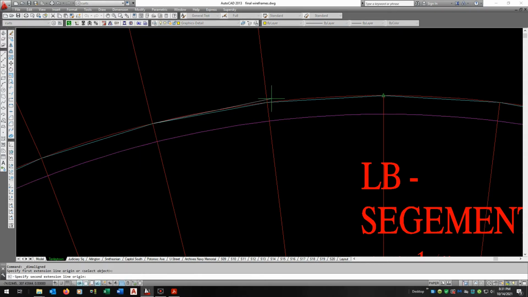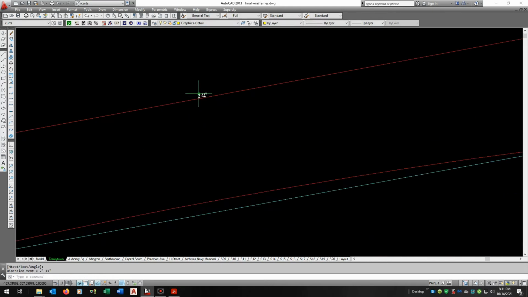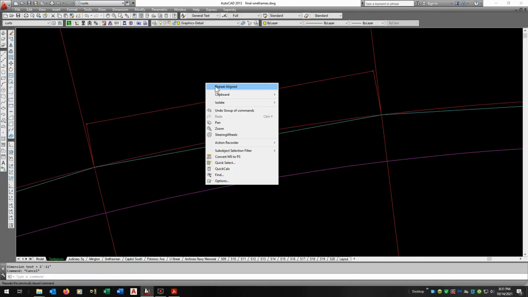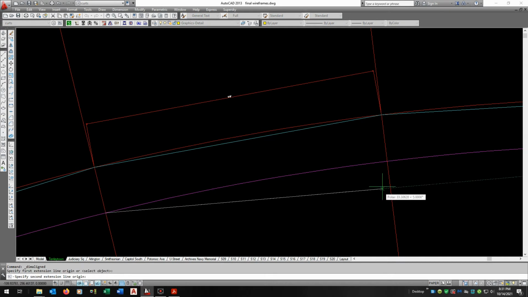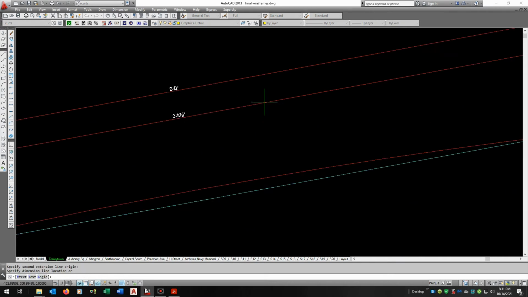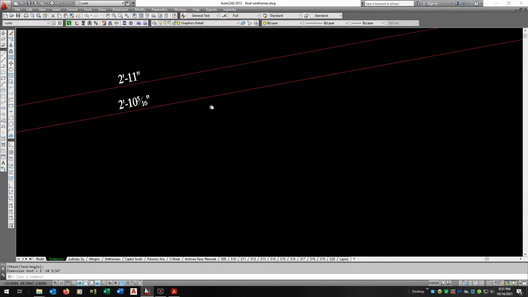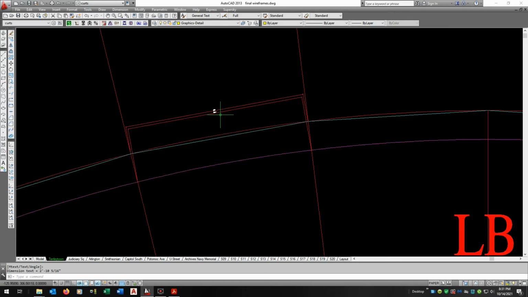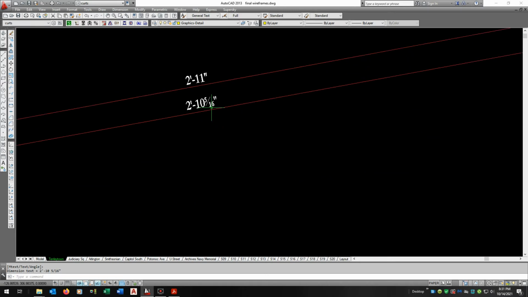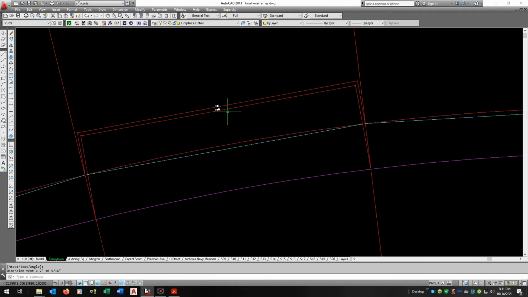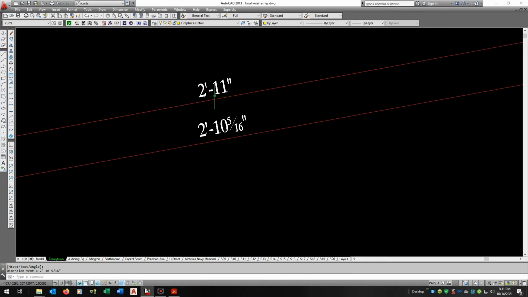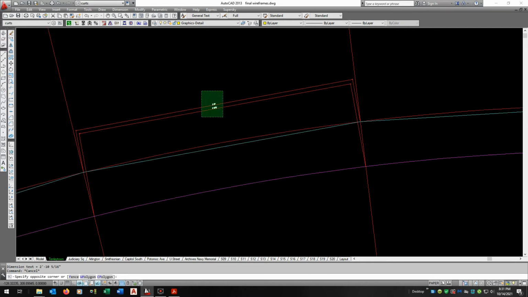If I measure from here to here, 2'11", and if I measure at the steel, we're going to get 2'10" and 5/16. It's quite a difference. So we want to make sure the steel isn't made 2'11" because they use the glass dimension. They have to work back to get that number.